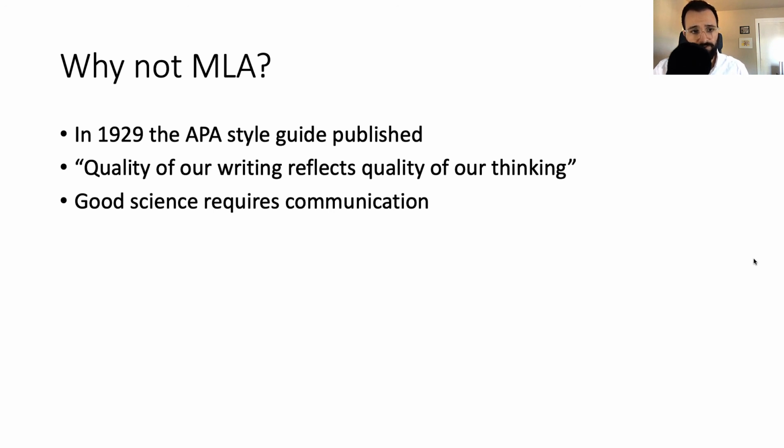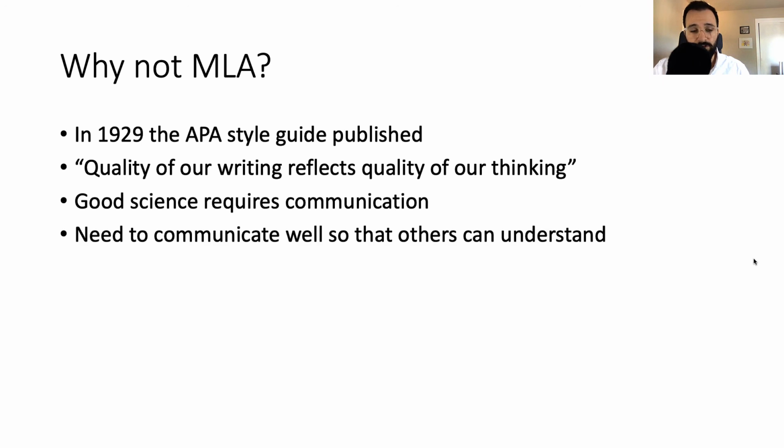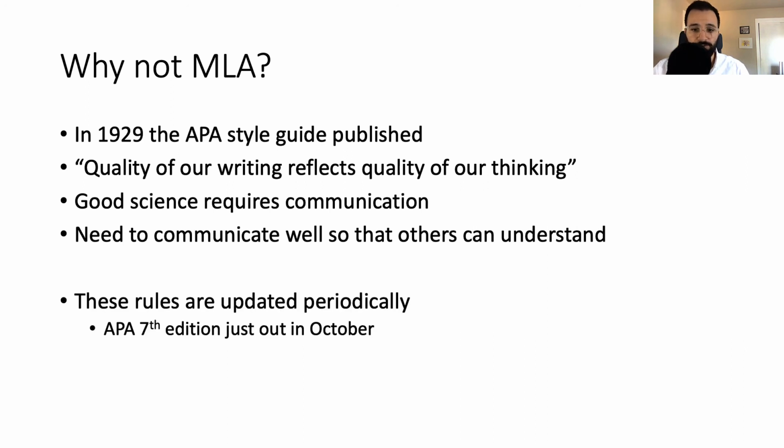And so in addition to the fact that communicating to our colleagues the exact work we did is an important value, we also have to work on communicating so that others can understand what we did, so that other people can possibly do it again or change it slightly and do a slightly different experiment. And for these rules, again, first came out in 1929. They're updated periodically. In fact, the 7th edition just came out in 2019. It looks like I wrote here October 2019.